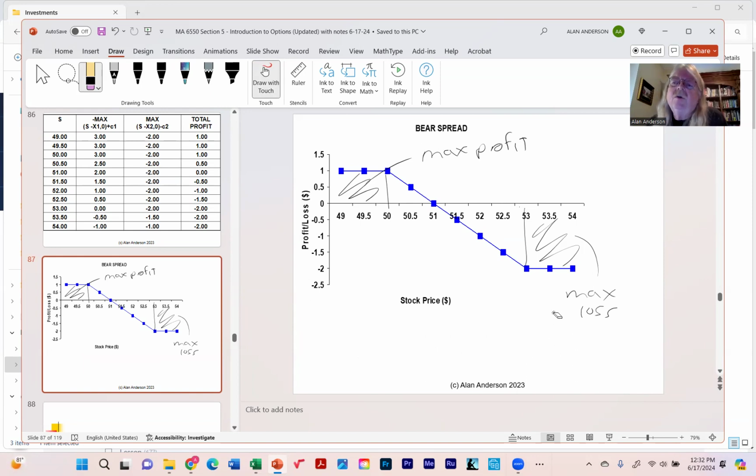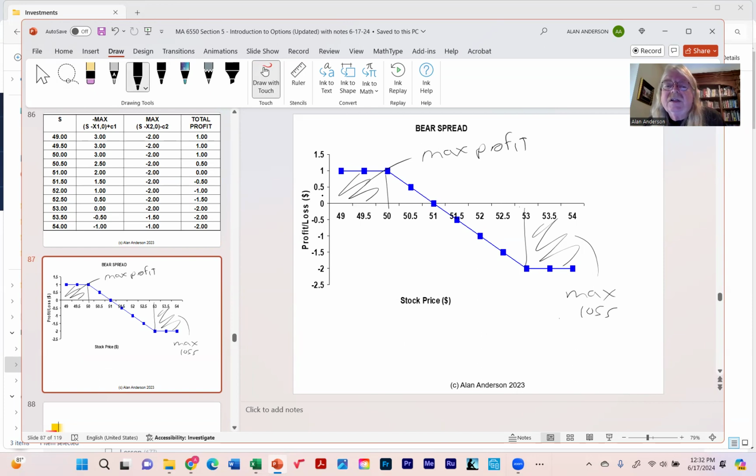Now you might say, well, who would do that? But what if you already own a bear spread and you want to offset it? You can buy a bull spread. Rather than unwinding your position, you can simply buy a bull spread and then you're essentially canceling out the cash flows.